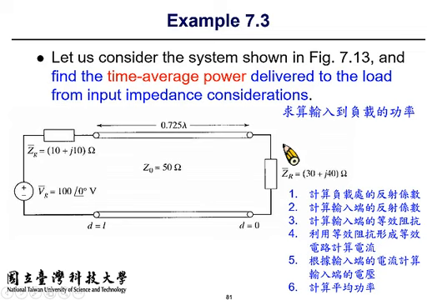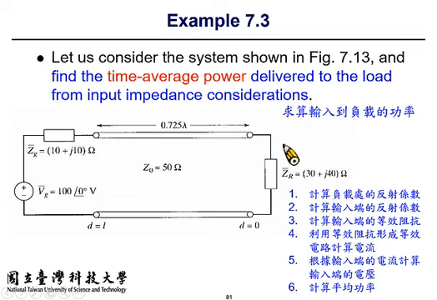So before we leave this section, let's take a look at example 7.3. This is kind of an easier version of the problem that you may have in the final. But in the final, you will have a more complicated problem, which accounts for loss, a lossy transmission line. So in this case, it's simpler because it's a lossless transmission line. Okay. So what do we have here?